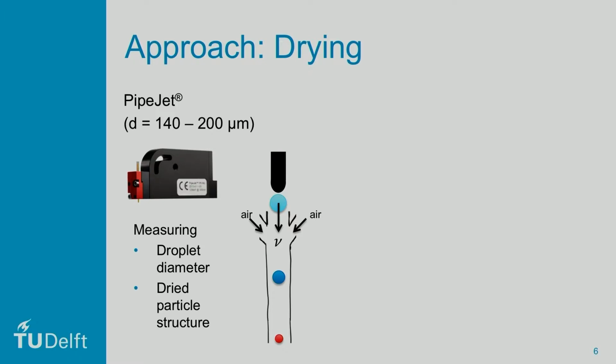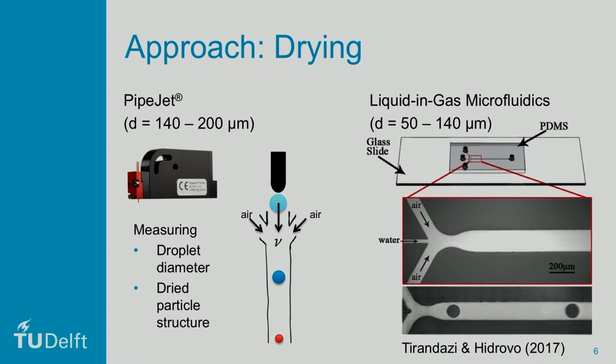But ideally we want to go a little bit smaller, because with this one we can only go down to about 140 micrometer droplets. For that we will use microfluidics. And with this one we hope to get down to at least 50 micrometers. These are also more the industrially relevant droplets.